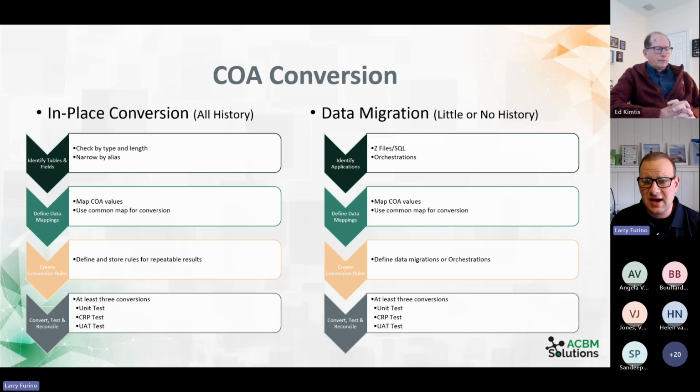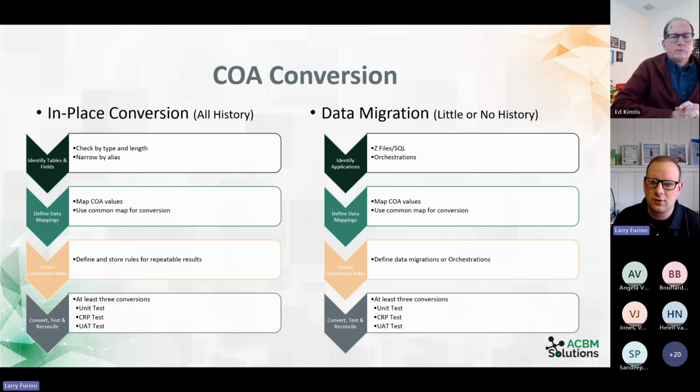On the data migration side, it's very, very similar, right? If you're not doing an in-place conversion, you have to use Z files or orchestrations or something like that to bring the data in, but you're usually doing much less data. It's just very recent history and open accounts and open balances. But you still have to do the same kind of mapping. You still have to build some sort of repeatable process, whether it be orchestrations or otherwise, to get this data loaded into JDE, and then of course still the same kinds of testing.